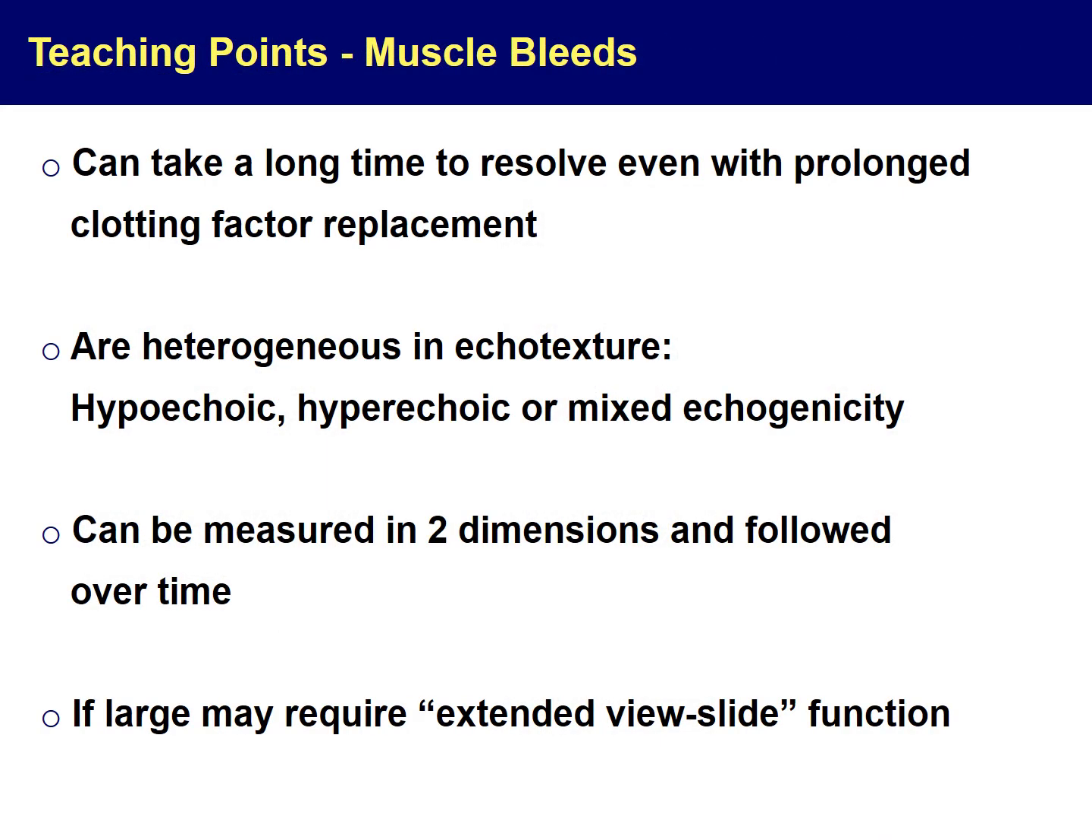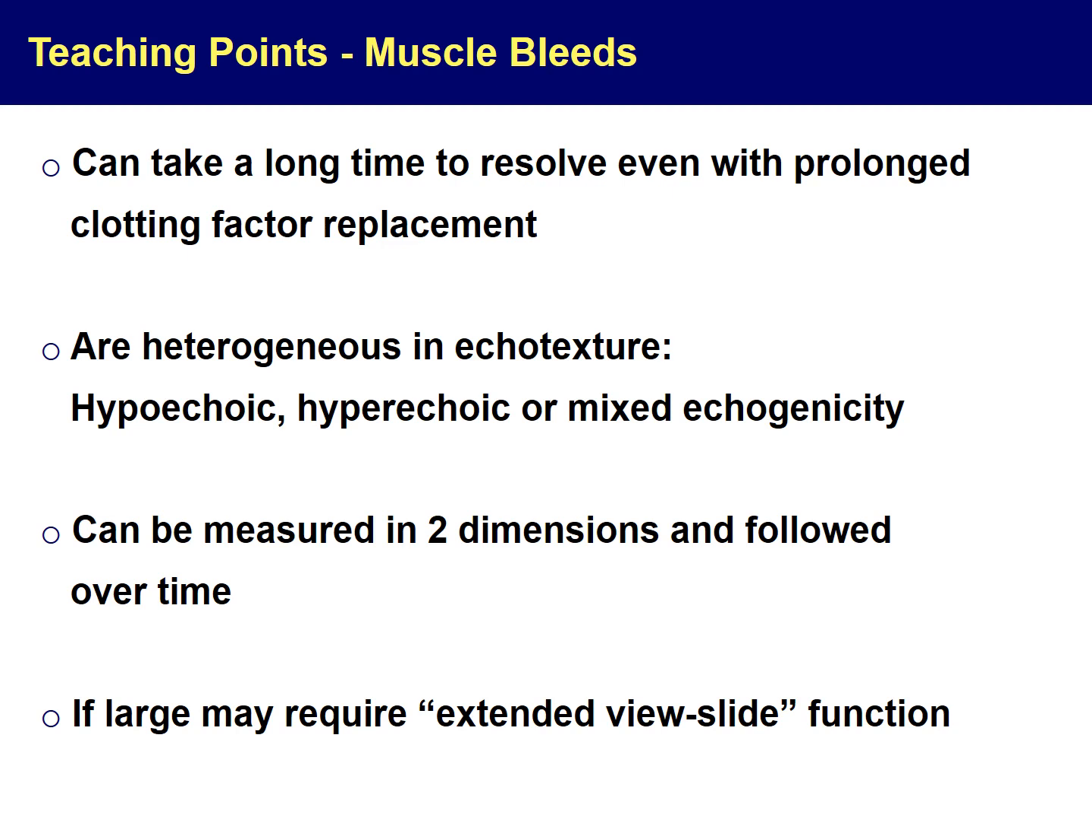This brings us to the end of our muscle bleed section, and the following teaching points are important. It can take a long time for muscle bleeds to resolve, even with prolonged clotting factor replacement. This is what we learned with the ultrasound through longitudinal follow-up. Muscle bleeds are heterogeneous in echo texture.